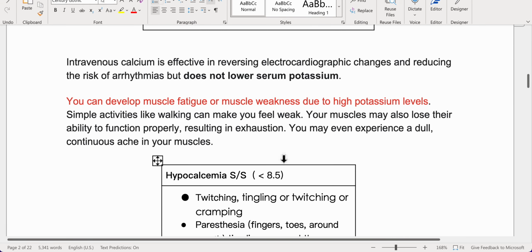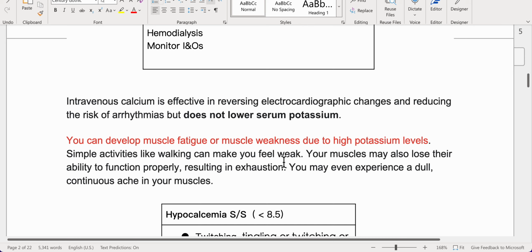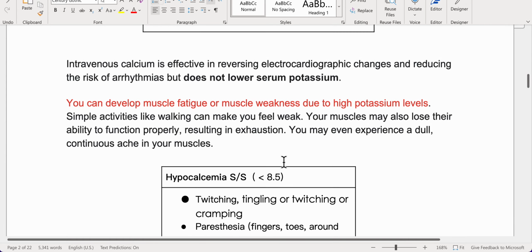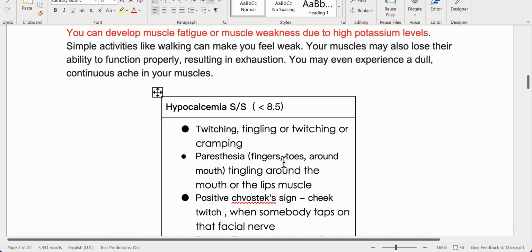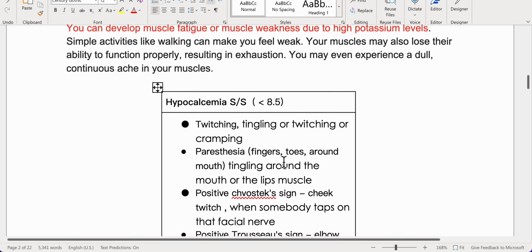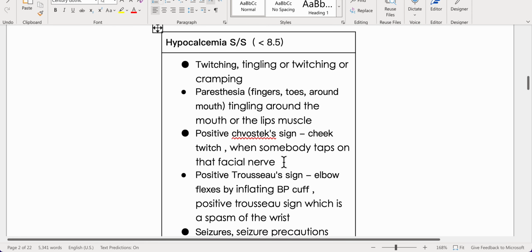Intravenous calcium is effective in reversing electrocardiographic changes and reducing the risk of arrhythmias, but does not lower serum potassium. You can develop muscle fatigue or muscle weakness due to high potassium levels. Simple activities like walking can make you feel weak. Your muscles may also lose their ability to function properly, resulting in exhaustion. You may even experience a dull, continuous ache in your muscles.